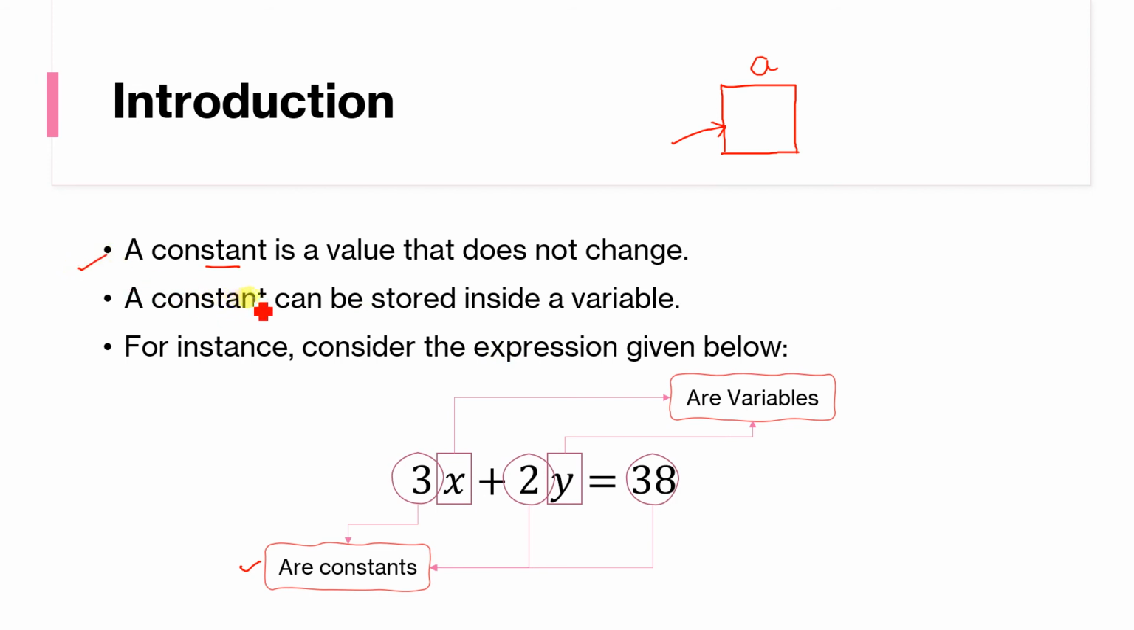Now, C programming supports different types of constants. Whenever we are writing programs, we can store the constant inside our variables, or we can specify the constant directly in our program. Now, what are the different types of constants C programming provides us? Let us discuss that.